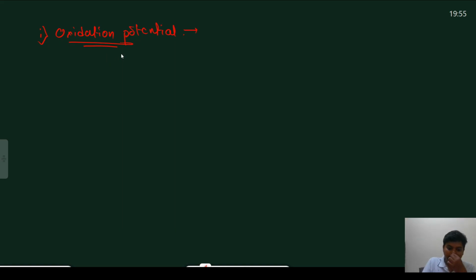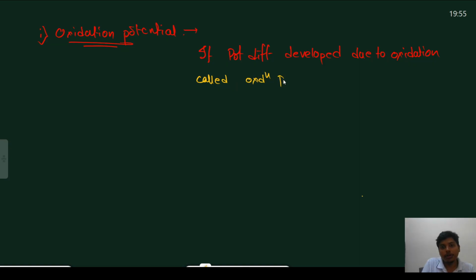Coming to oxidation potential. Remember, if potential difference develops due to oxidation, it is called oxidation potential. Clear? For example, here we are taking zinc. Zinc solid becomes Zn2+ plus 2 electrons. So this is oxidation. Yes or no?